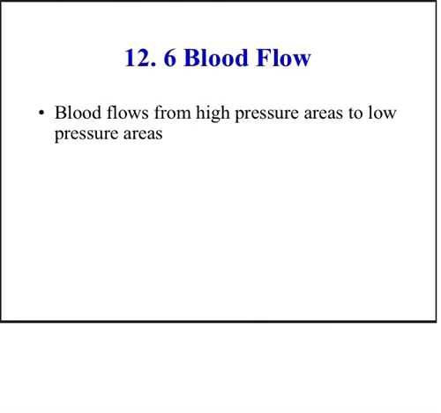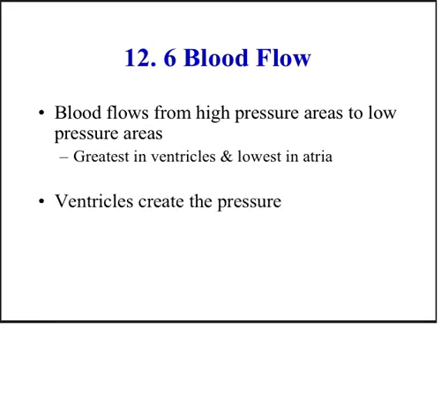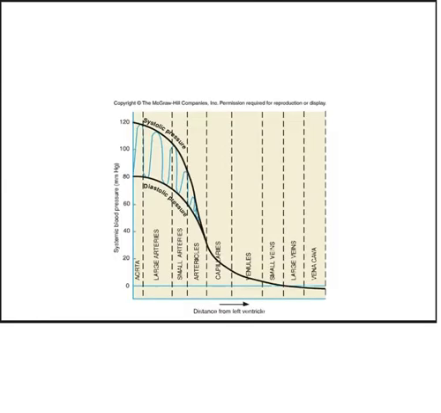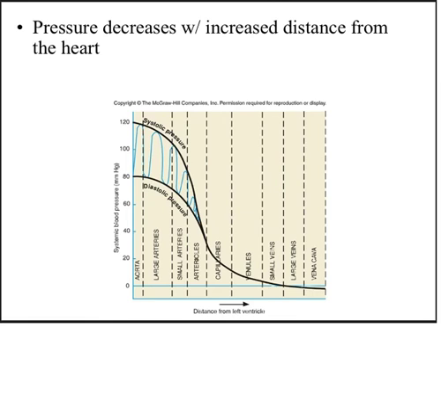Blood flows always from high to low pressure, as any fluid does. It's greatest in the ventricles and it's lowest in the atria. The ventricles create pressure when they squeeze, when they go into systole. The pressure decreases with increased distance from the heart.